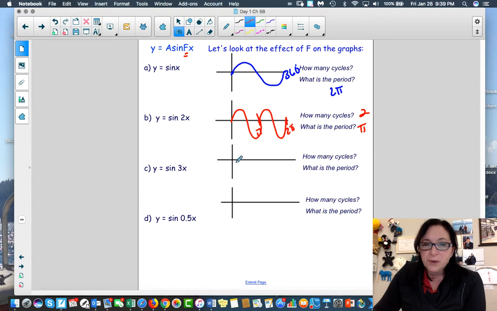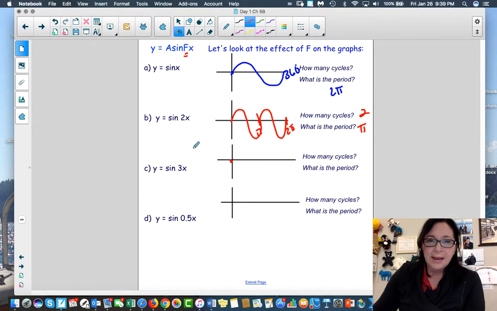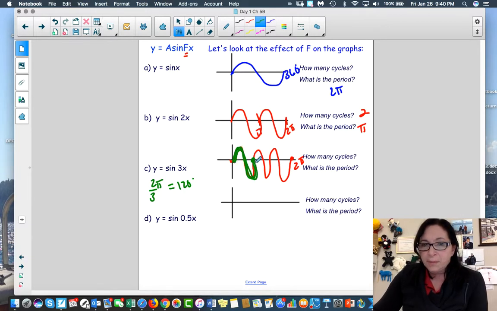For this one right here, you've got 3. So let's see here. If I start at 0 and I go up 1, 2, 3, still 2 pi, that means the distance it takes for me to start and stop 1 full cycle right here is 2 pi divided by 3, so that's 2/3 pi. And 2/3 pi in degrees is 120 degrees. So the length it takes for me to start and stop is 2/3 pi. I have 3 cycles. My period is 120 degrees, or 2 pi over 3.